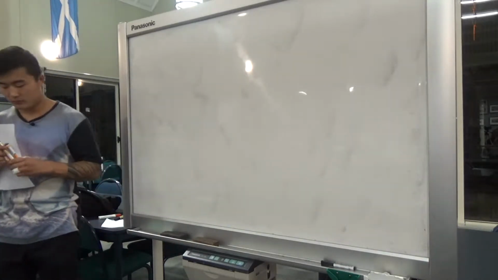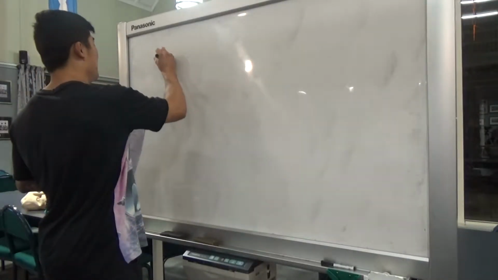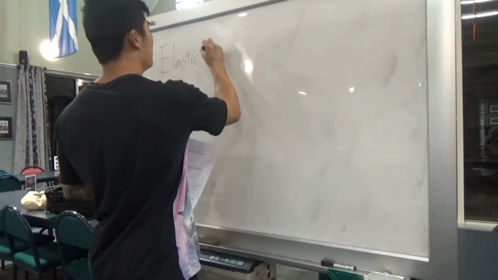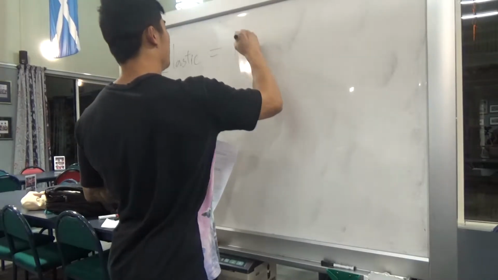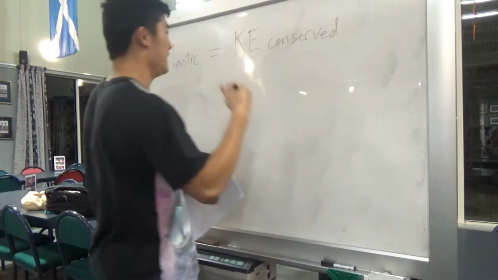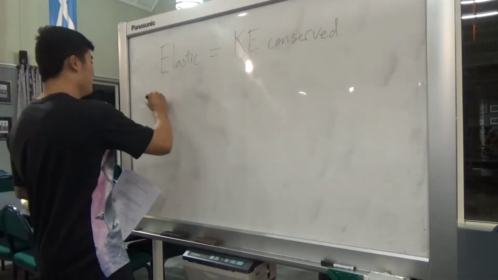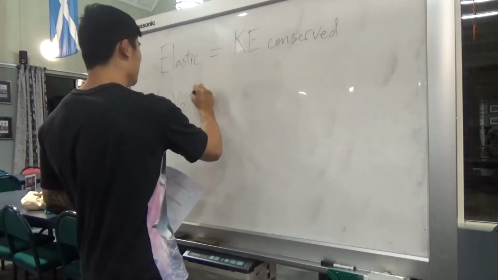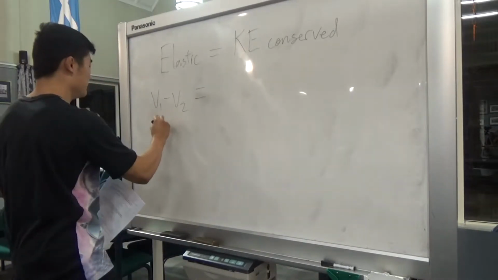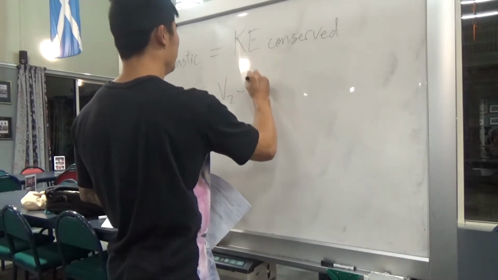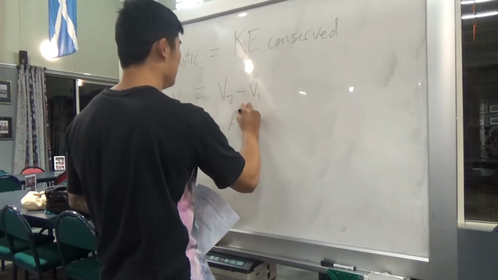Okay, so if we have an elastic collision, then the kinetic energy is conserved, and that means you can use this equation. V1 minus V2, so the difference between the velocities before the collision, will be equal to V2 minus V1, and this is after the collision.